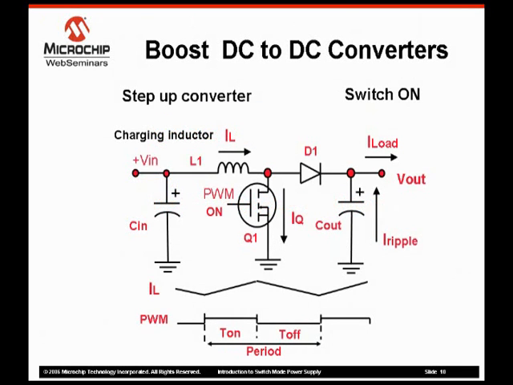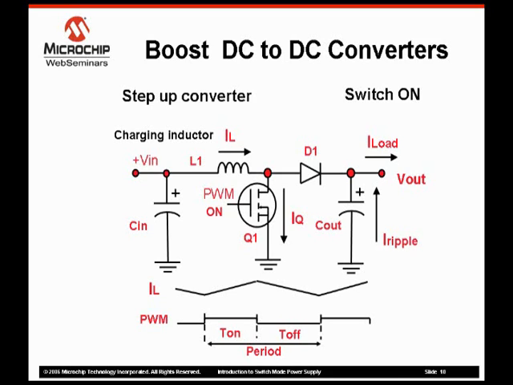Here we see a boost DC to DC converter. The boost converter provides output voltages that are greater than the input voltage. When the transistor Q1 is turned on, the Vin voltage is applied across the inductor, which causes the inductor current to increase. While the current is flowing through L1 and Q1, the inductor is being charged up. While Q1 is turned on, the diode D1 is reverse biased, so no current flows through that diode.